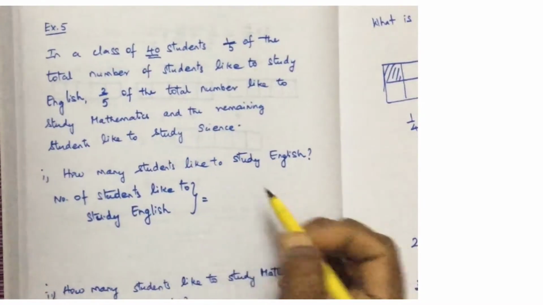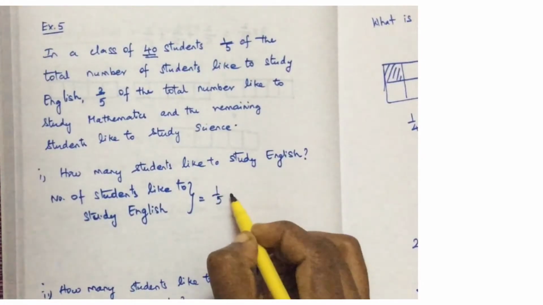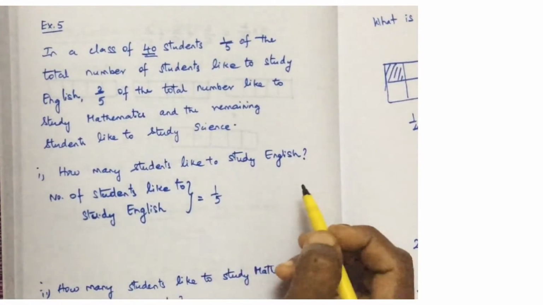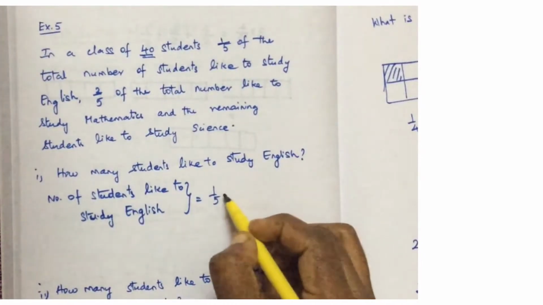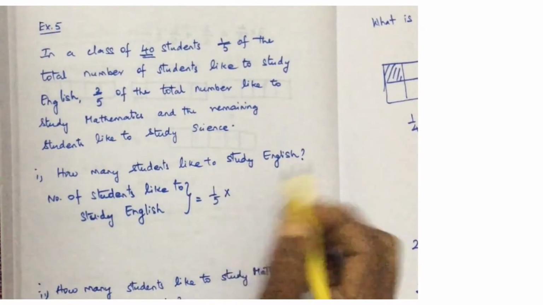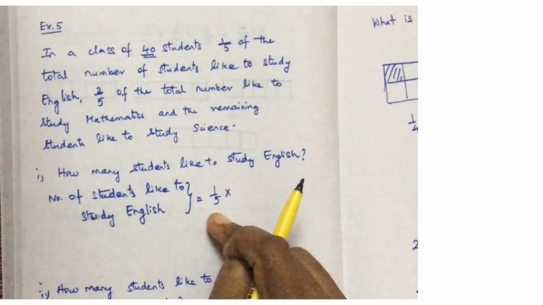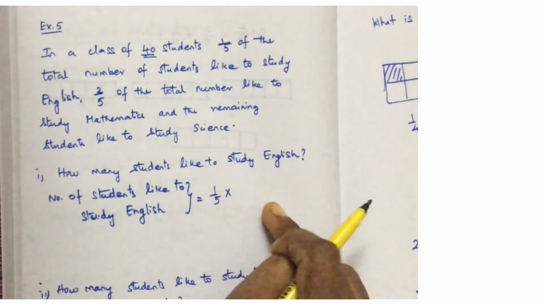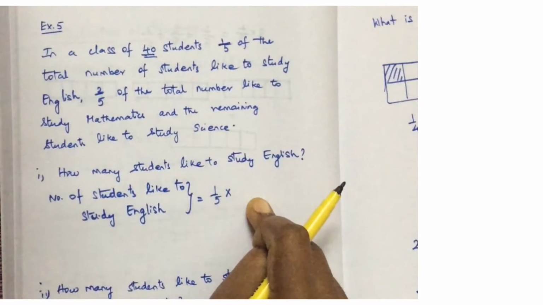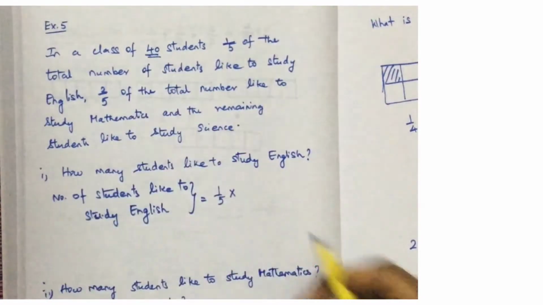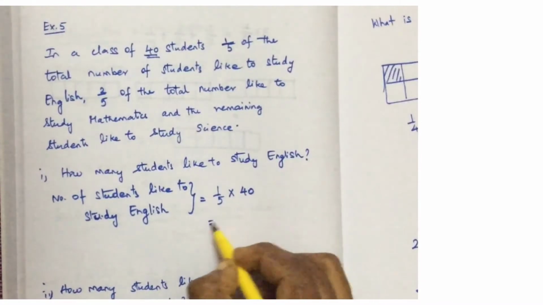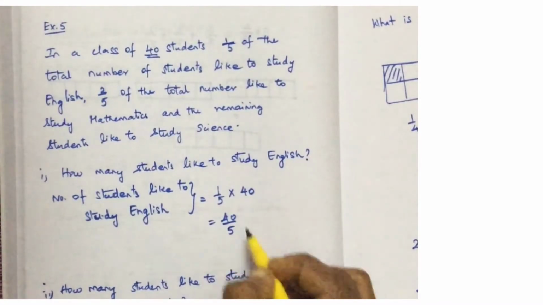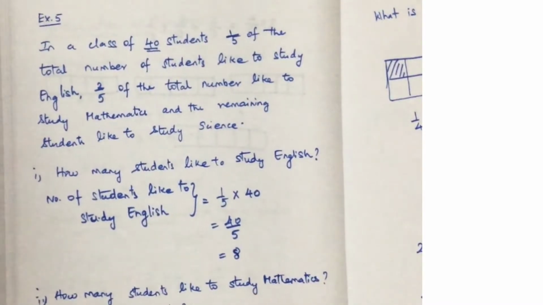So the answer is 1 by 5 of the total number of students. Just now we studied that "of" represents multiplication. 1 by 5 of, what is that? Here 1 by 5 of total number of students. So instead of total number of students, you have to substitute this 40. 1 by 5 of 40 is equal to 40 divided by 5, that is 8.